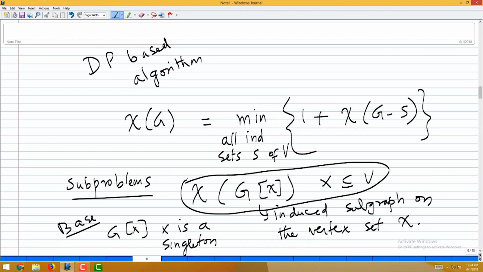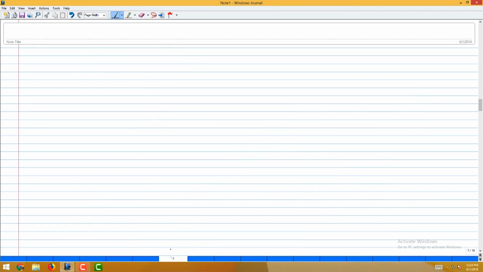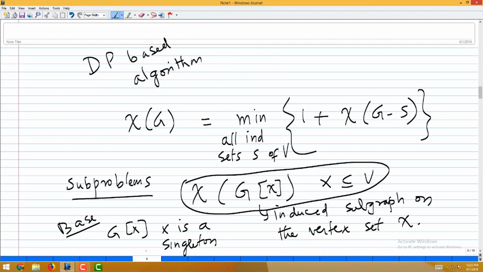So, how many subproblems? For every subset of vertices, I look at the induced subgraph and compute the optimum coloring. So it is 2 power n possible subproblems. I am not being very precise here; it might be 2 power n minus 1 because you will not look at the empty subset, but it is in the order of 2 power n subproblems. And how much time does it take to compute each solution? Well, the recursive formulation tells you.